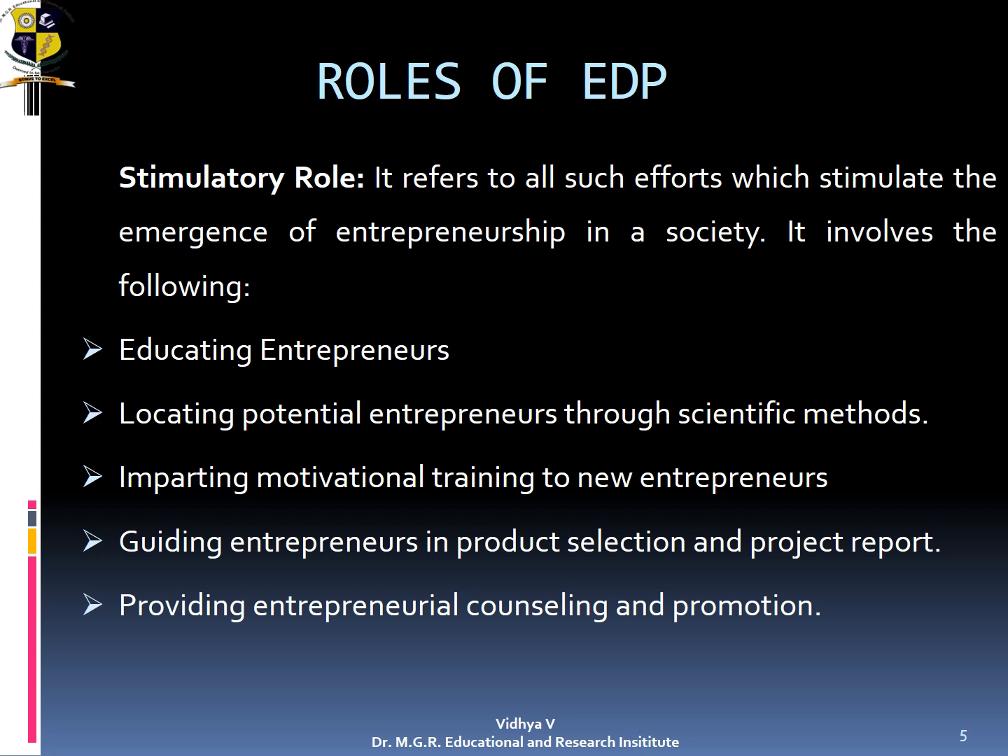So let's look into the roles of EDP. EDP is considered the most important instrument to solve the poverty and unemployment problems in our society. It basically plays 4 roles in an entrepreneur's life. The first one is stimulatory. This refers to all such efforts which stimulate the emergence of entrepreneurship in a society. It involves the following activities: educating entrepreneurs, locating potential entrepreneurs through scientific methods, imparting motivational training to new entrepreneurs, guiding the entrepreneurs in product selection and project report, and providing them with counseling and promotion.